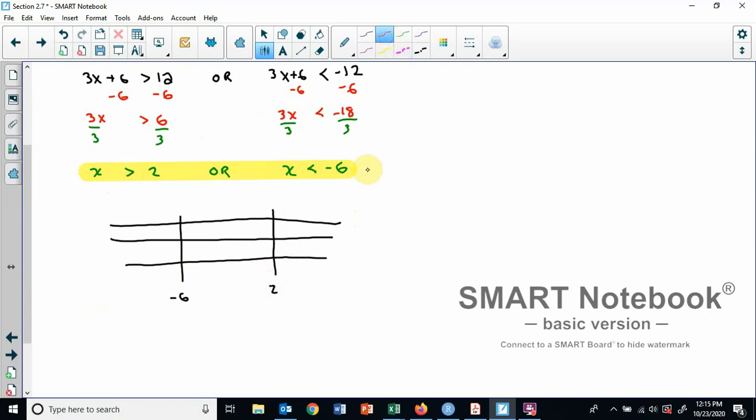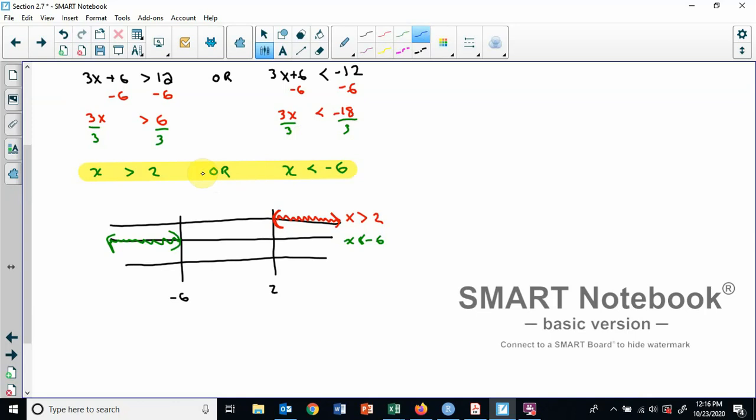Okay, so let's graph these. X is greater than 2. Greater than without an or equal to is just a parenthesis, and greater than is to the right. Okay, we got that one. X is less than negative 6. Let's go to negative 6. Less than is this way. That is a parenthesis. Okay, so we got that one.